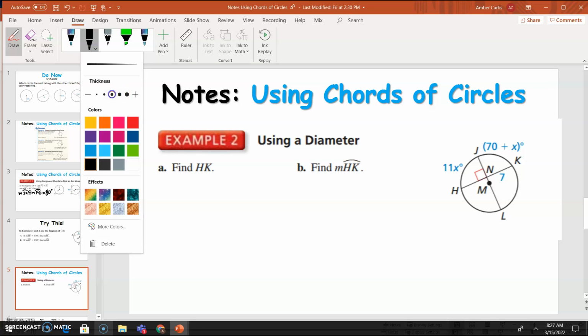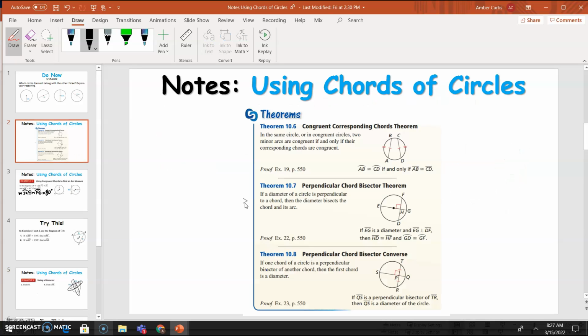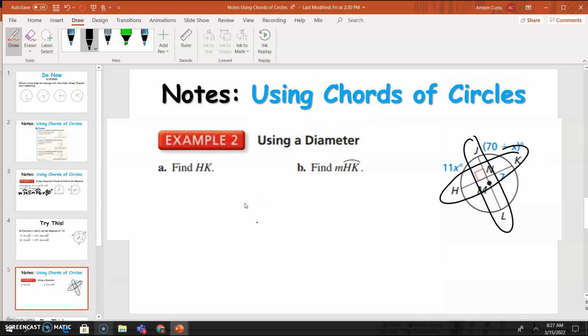So on this next example, we want to find HK. Note HK is right here, and HK, as you can see, is perpendicular to our diameter right here, JL. So according to theorem 10.7, we know that it is being bisected. Because this is the diameter and it's bisecting the chord, if NK is 7, then HN is also 7. So HK is the sum of those, so HK is 14.